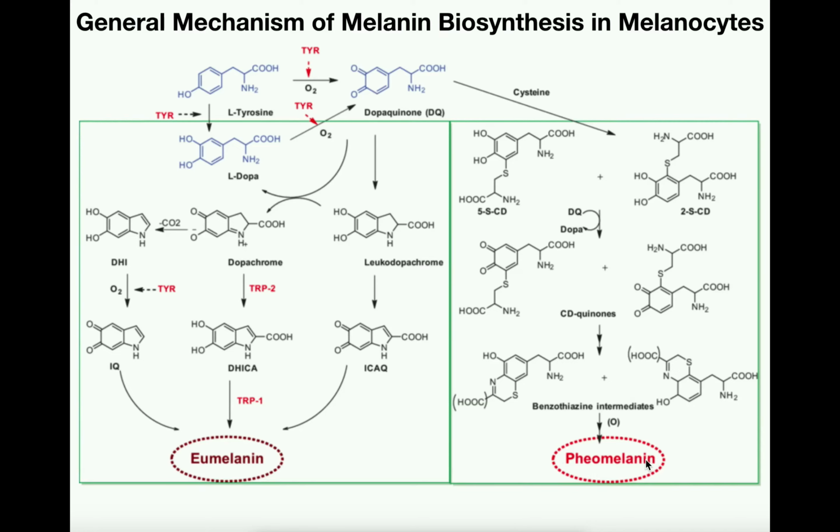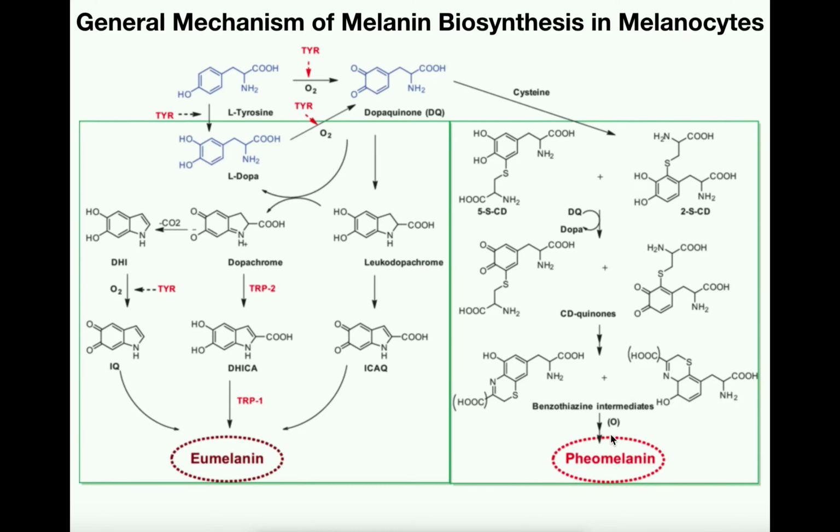And so this melanosome right here is going to be a pheomelanosome because it's going to contain pheomelanin, a polymer of these benzothiazine intermediates. And this pigment is going to be, as I said, more in the red area of the spectrum. So it's not going to be as dark as it is in eumelanin.